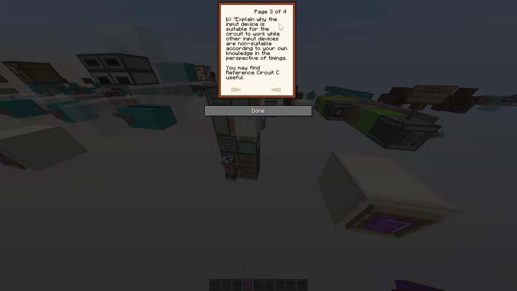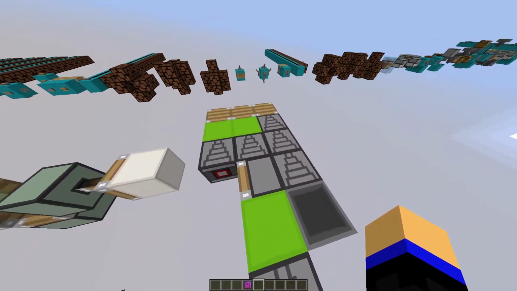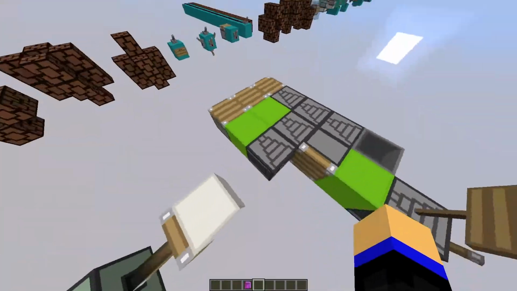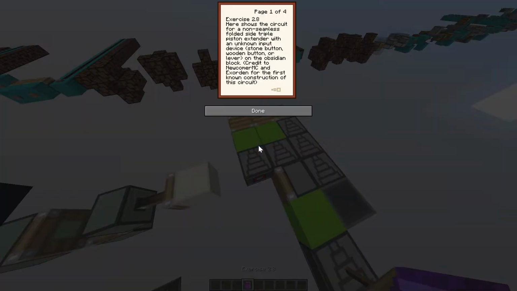Asterisk again. Explain why the input device is suitable for the circuit to work, while other input devices are not suitable, according to your own knowledge in the perspective of timings. So again, there's a reference circuit C. You might want to examine what this circuit does and apply the knowledge from here back to here. This is the only explanation question that I have for you.